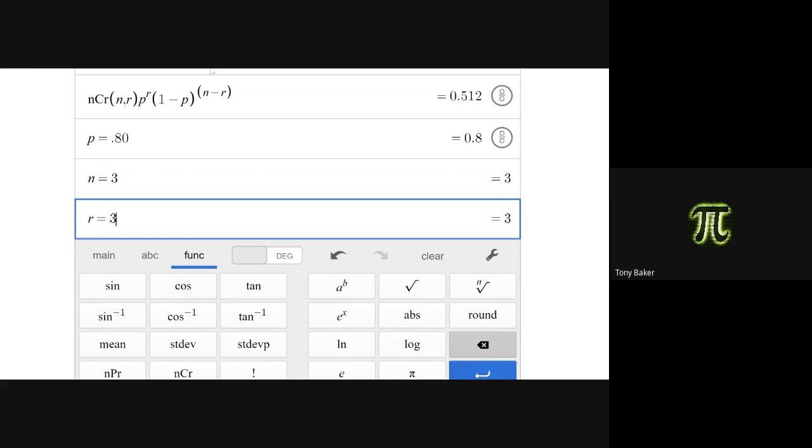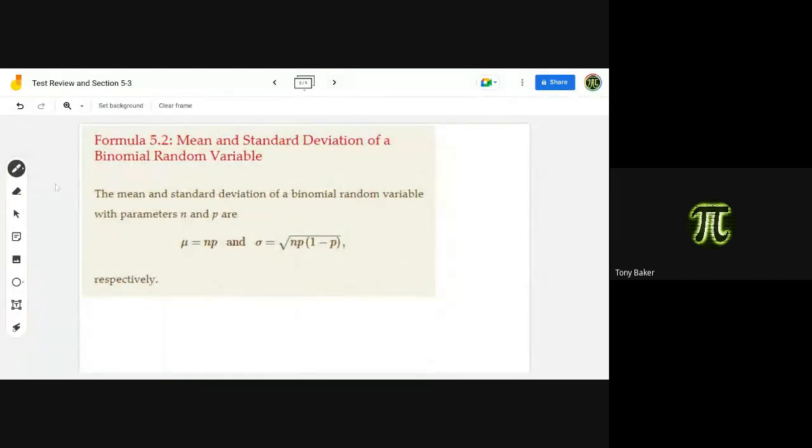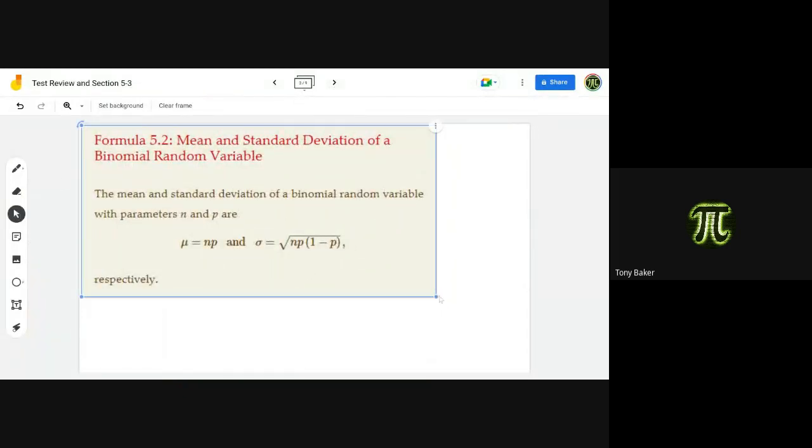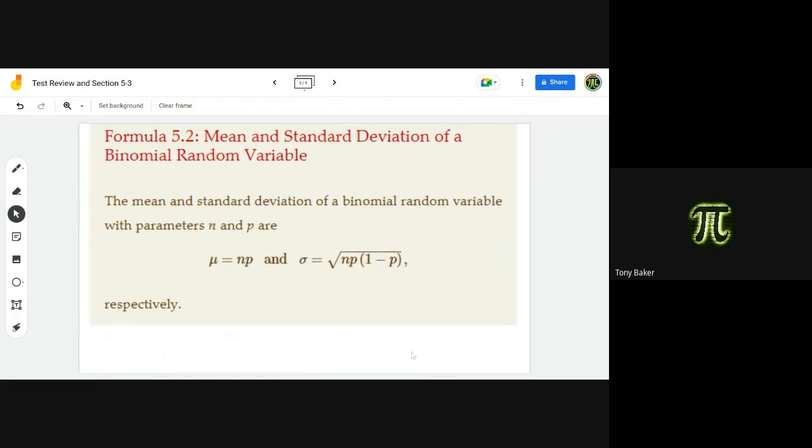All right. Just as with everything else, I have to be able to find mean and standard deviation. The nice thing about these situations is, since they're binomial, there's a very specific way that it works. So we don't have to sit there and go through and do all these additions and multiplications and squaring and everything else to find out.